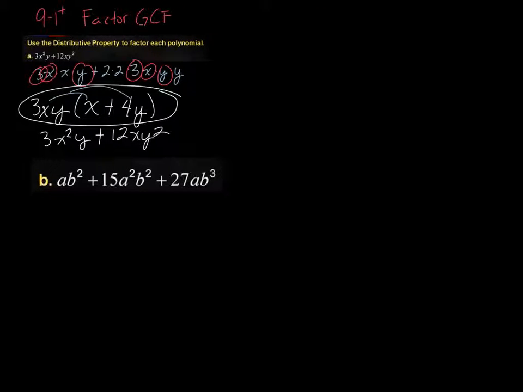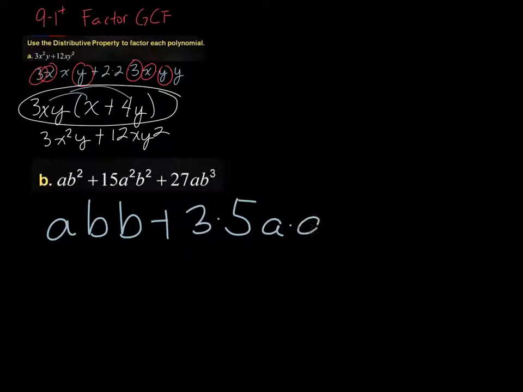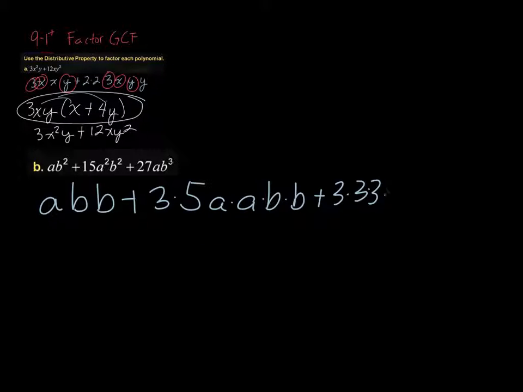Let's start this one the same way. 3 times 5, a times a, b times b. 5 times a times b times b times b. Okay, so for my numbers, the greatest common factor is going to be 1. I don't get to take a number out this time.